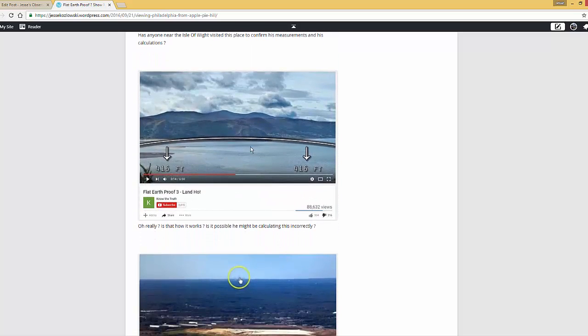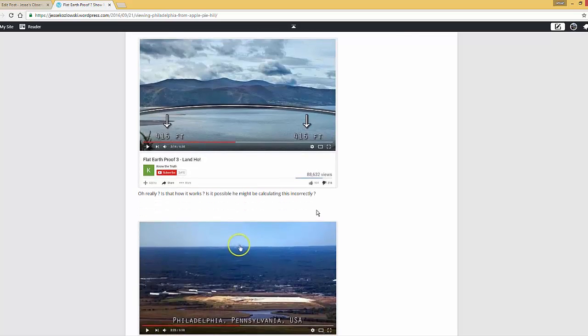Look at this. He draws this line here. It's supposed to be bowing by 416 feet. Really? Is that how it works? So I'm asking you this. Is it possible he might be calculating this incorrectly?